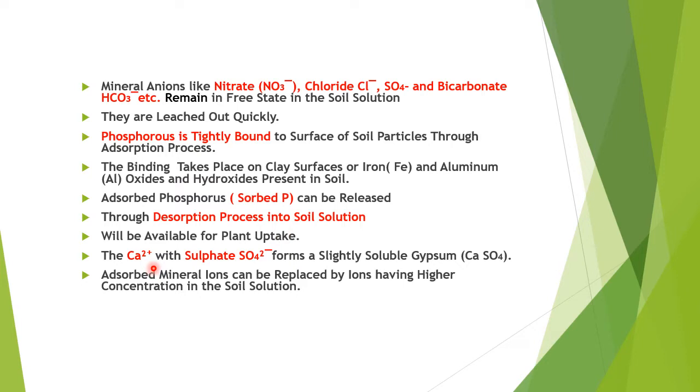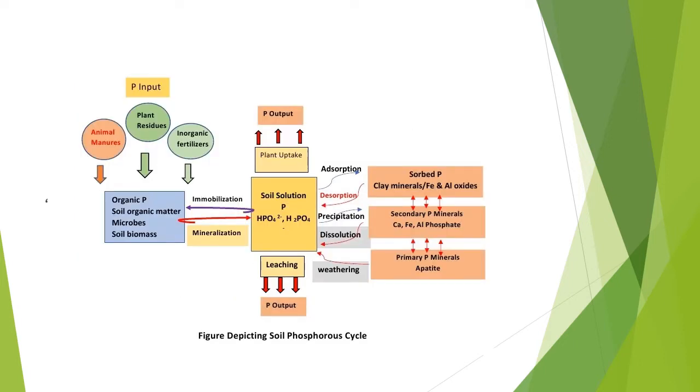Calcium with sulfate forms slightly soluble gypsum, calcium sulfate. So we have adsorbed mineral ions. They can be replaced by ions having higher concentration in the soil solution. Let's understand, we have given a passing reference to phosphate.